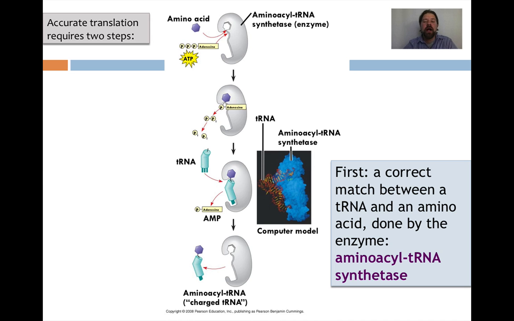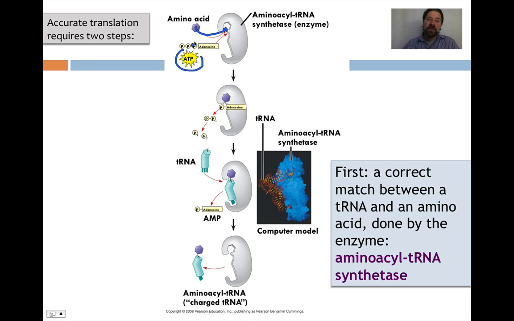Number one, a correct match between tRNA and an amino acid, which is going to be done by the enzyme aminoacyl tRNA synthetase. Wow, that's a mouthful, but it is what it is, so we'll just acknowledge that. So what we see happening here is the amino acid, and you're going to see that it has a specific shape, and it's going to fit into the enzyme. Remember, lock and key of enzymes. And you also see ATP, so it's going to take some power in order for this to happen.